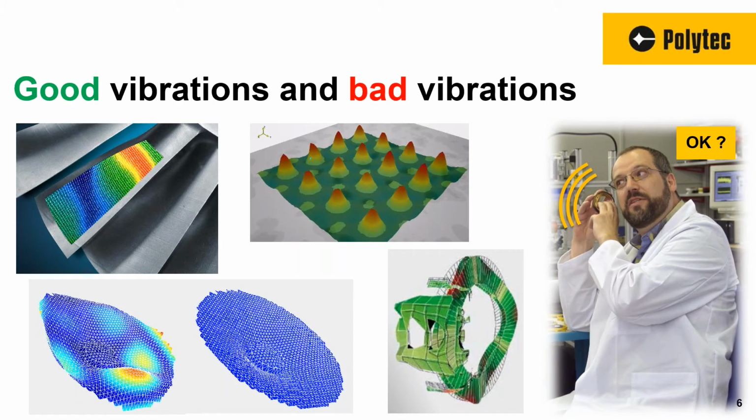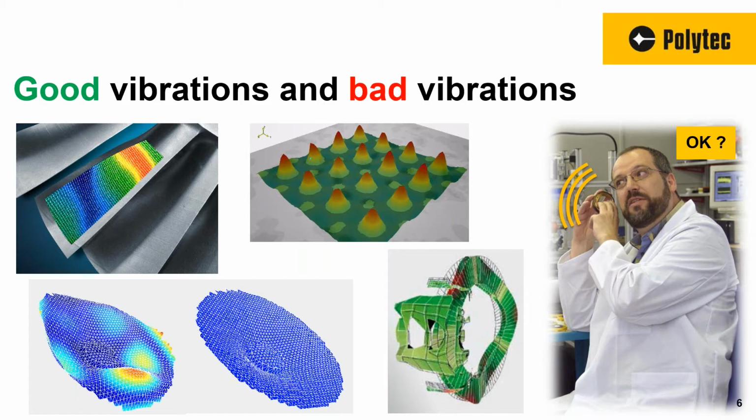There are two types of vibrations. There's good vibrations and there are bad vibrations. Vibrations that are intended and unwanted vibrations. In the example of a turbine blade, unwanted vibrations or excessive vibrations could be catastrophic. In the case of a brake disc, we are all too familiar with the brake squeal that we hear if those vibrations are not controlled.